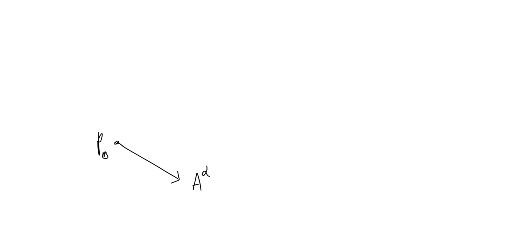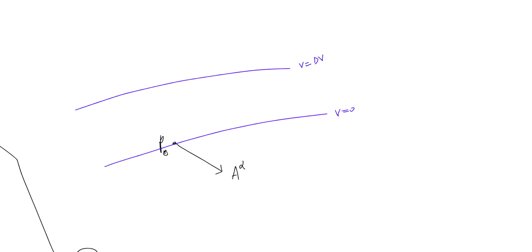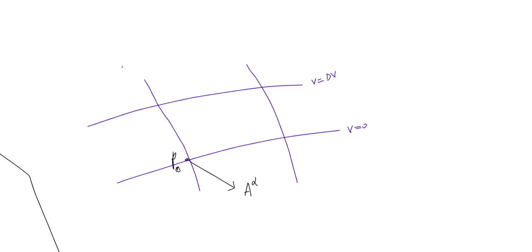So I introduce this is the line of v constant. So this will be v equals 0, and this will be v equal some delta v. Right, and this line are the lines of constant u. So this is u equals 0, and this is u equals some delta u.